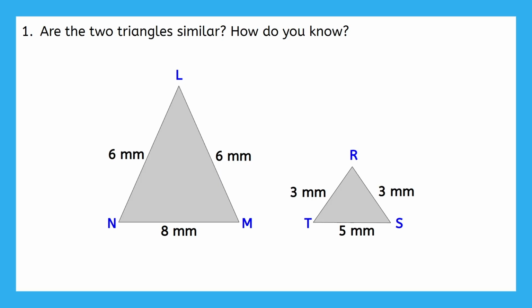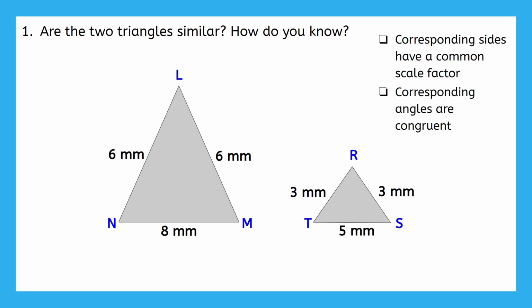Do you remember what we need to check for similarity? Yeah, we need to know that the corresponding sides have a common scale factor, and that the corresponding angles are congruent. Can we determine both of those things? Do we have enough information to decide whether they're congruent or not? Pause here so you have a minute to think this through.